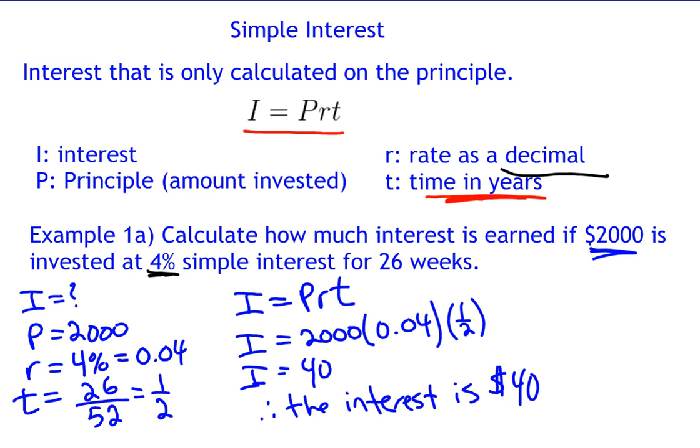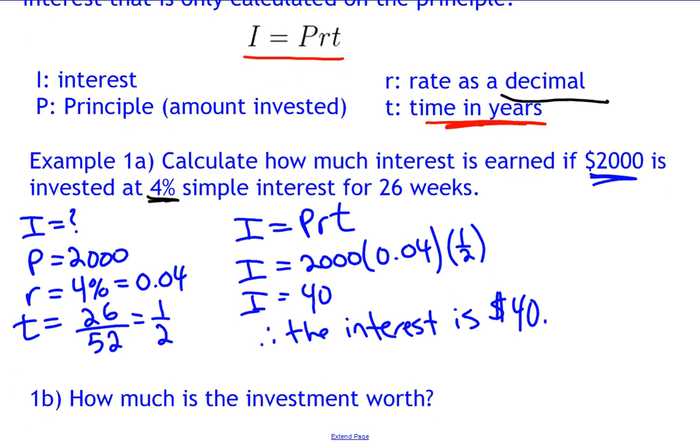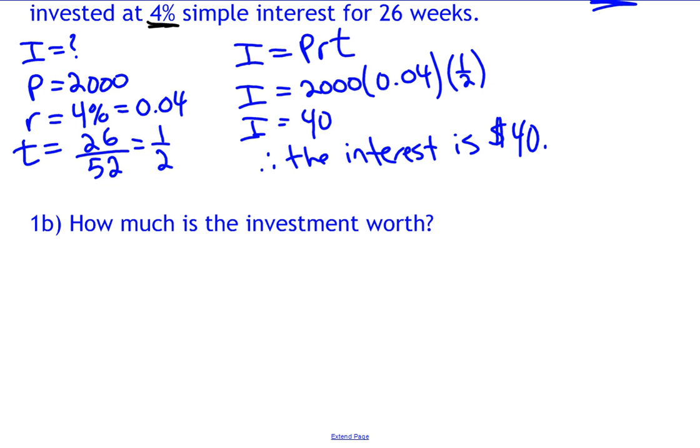So that's a very quick demonstration of how to use the simple interest formula to calculate interest. Now there's more that we can do here. You saw that there was a part A to this question. Here's part B. How much is the investment worth? You invest $2,000 today, and then in 26 weeks you get $40 in interest. So your investment is just equal to the principal plus the interest.